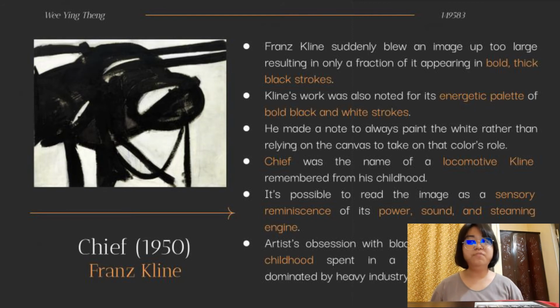The pieces, although entirely unrecognizable as to their original subject, still seem to reverberate with an energy that connected believably to their titles. Kline's work was also noted for its energetic palette of bold black and white strokes. He made a note to always paint the white rather than relying on the canvas to take on that color's role. Chief was the name of the locomotive Kline remembered from his childhood, and it's possible to read the image as a sensory reminiscence of its power, sound, and steaming engine.